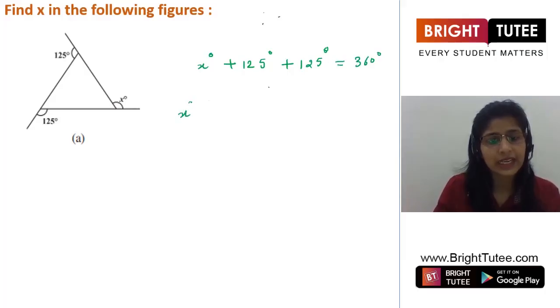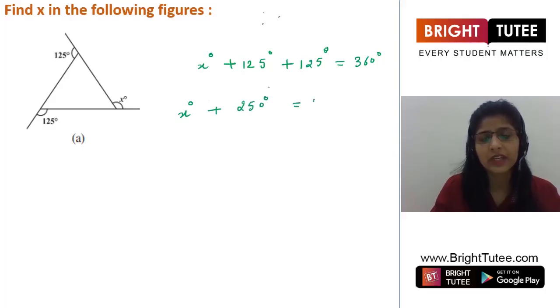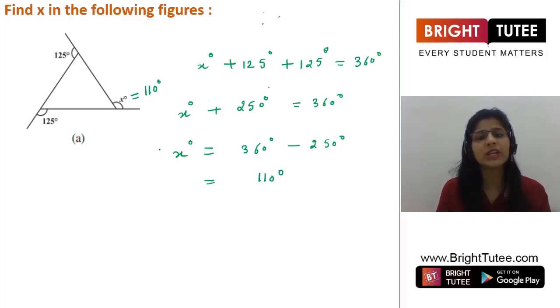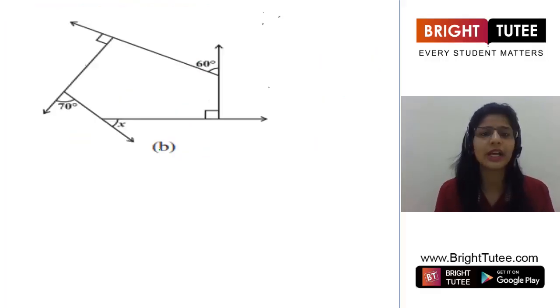So we get x degrees plus 125 plus 125 is 250 degrees equal to 360 degrees. Now x degrees will be equal to 360 degrees minus 250 degrees. So when we solve it, we get 110 degrees. So the measurement of this angle is 110 degrees. So by using the same property of exterior angle sum, we can find out this angle which is unknown in the figure. Clear? Let us go to another figure.